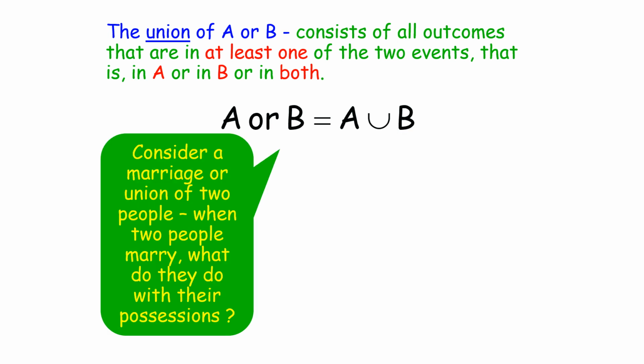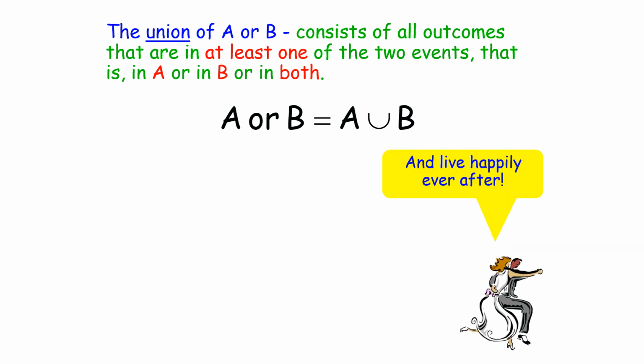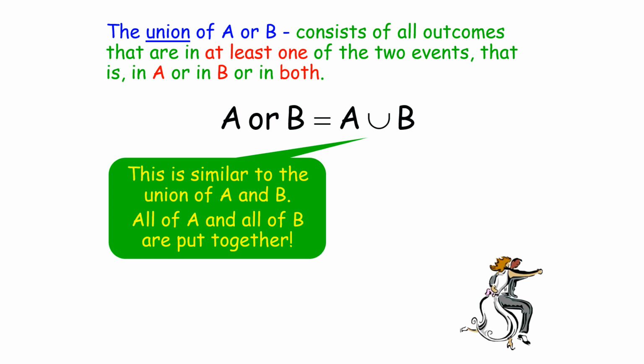So consider a marriage or a union of two people. When two people marry, what do they do with their possessions? Well, they put all their stuff together and then they live happily ever after. Because the bride takes all of her stuff and the groom takes all of his stuff, and then they put it together. So this is similar to the union of A and B.